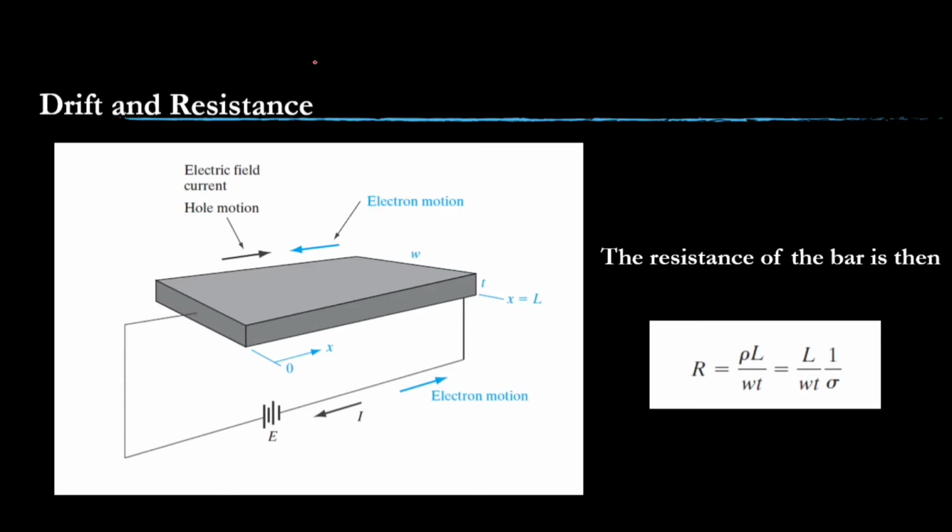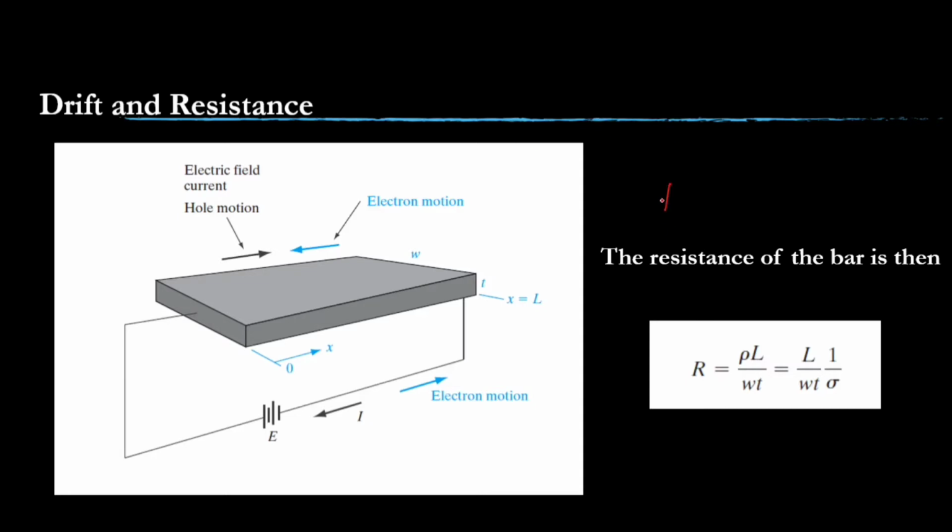So let's see resistance and drift. In the last class we have seen drift in detail. We have derived the current density equation of charge carriers in the electric field, that is drift. And what is the resistance? We'll see the resistance. The resistance equation we know already.